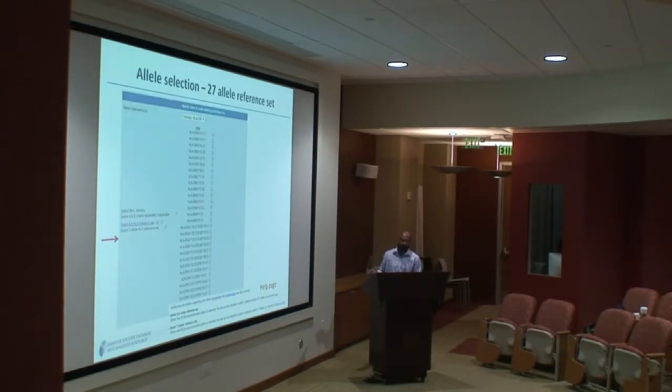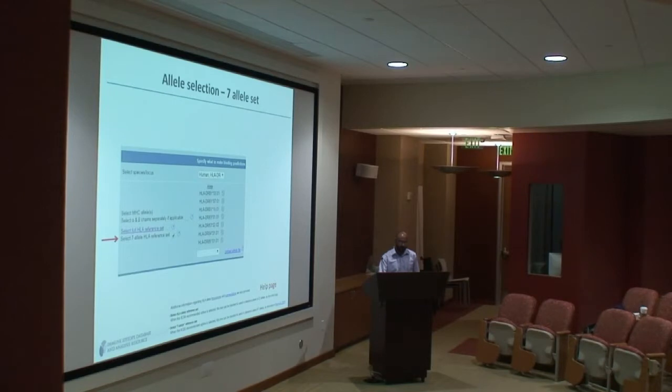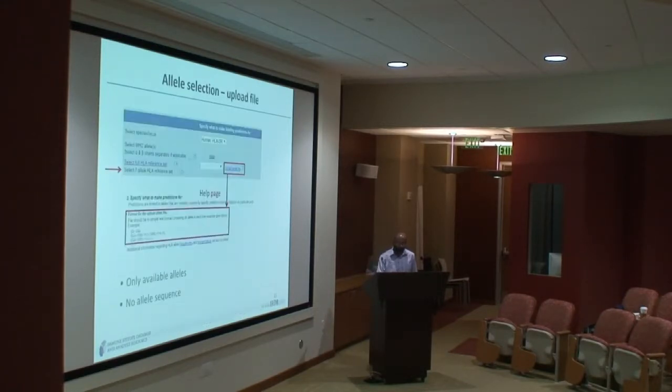So more details are available on the help page about this reference set. And there's one more set. It's a 7 allele set, so I will give more details about this 7 allele set in later slides. So I'm not going into detail about this here. But there's a checkbox here for quick access.